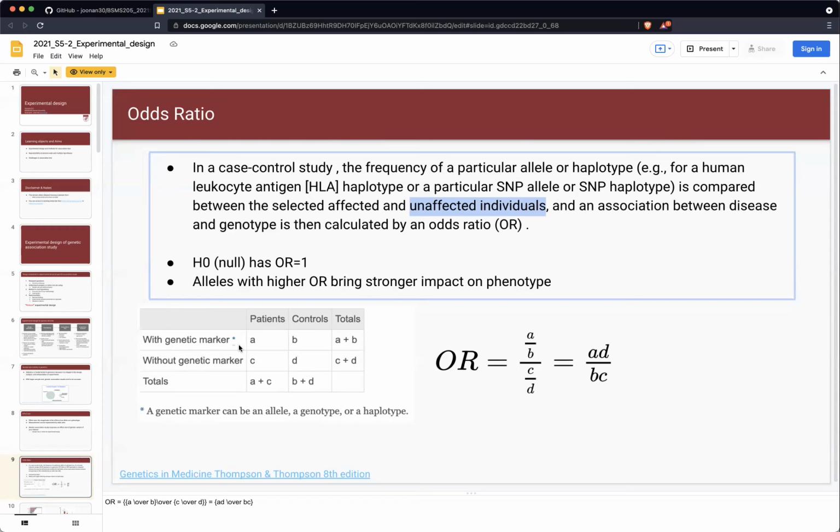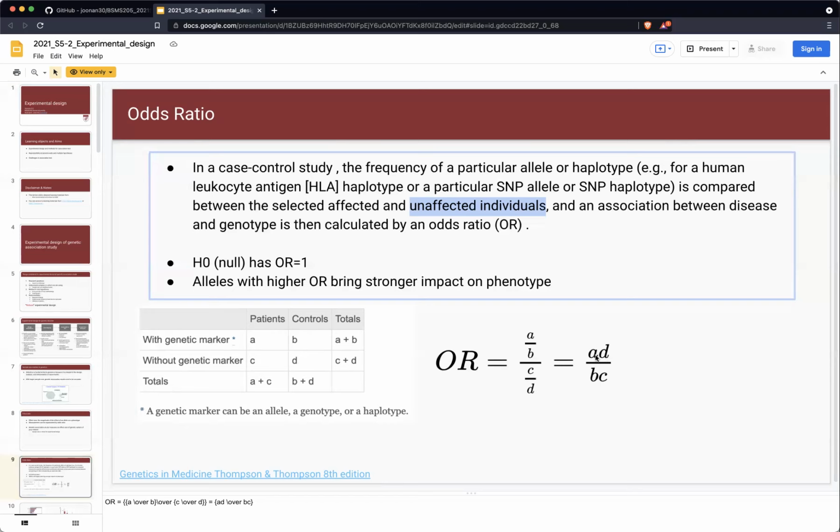You can count how many people have this genetic marker, which is the genetic variant, in patients, and you put the number as A. Likewise we do for controls as B. Then you count the number of patients without this genetic marker, and you put C, and likewise for the controls, D. Then you can calculate the odds ratio. You use A divided by C and B divided by D, and simply you put A times D divided by B times C.